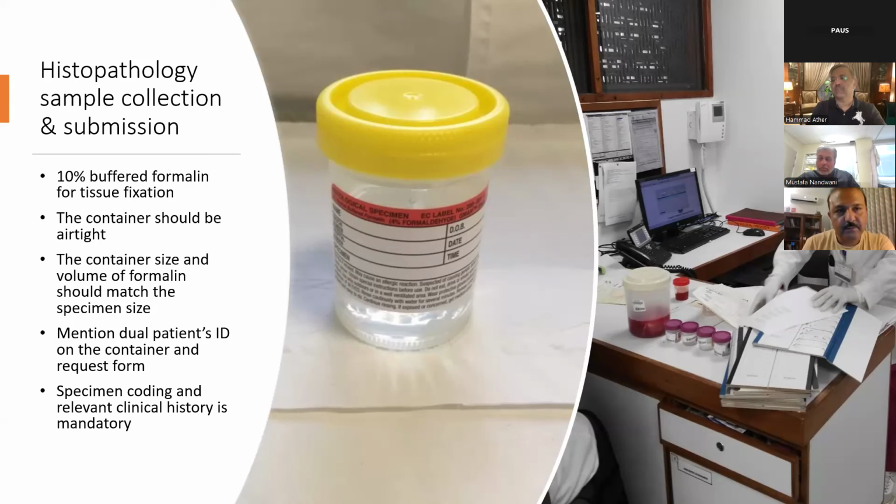So this is the first and the most important part for the clinicians: histopathology sample collection and submission. Adequate fixation is very, very important. The standard fixative we use for histopathology is 10% buffered formalin. The container should be airtight and match the size of the specimen, and the volume of the formalin should also match that. Because if the specimen is too large and the formalin is less, the specimen floating above the formalin gets autolyzed, and will be of no use for us.